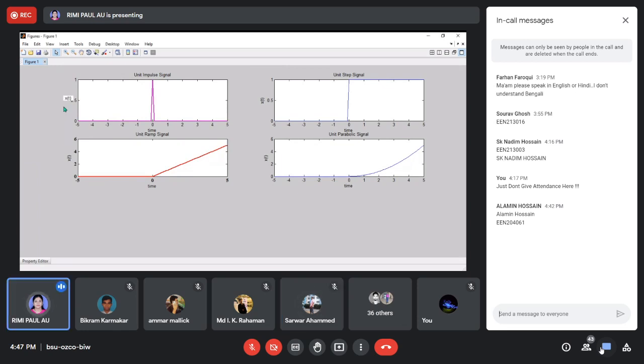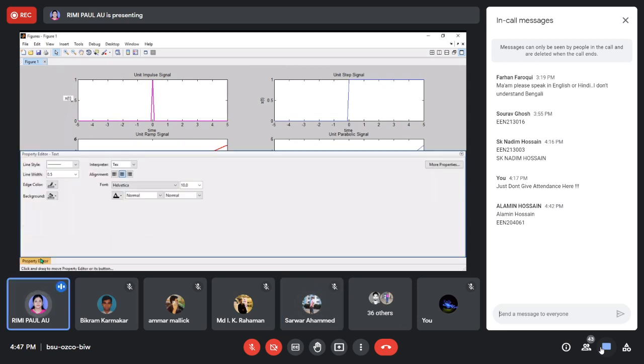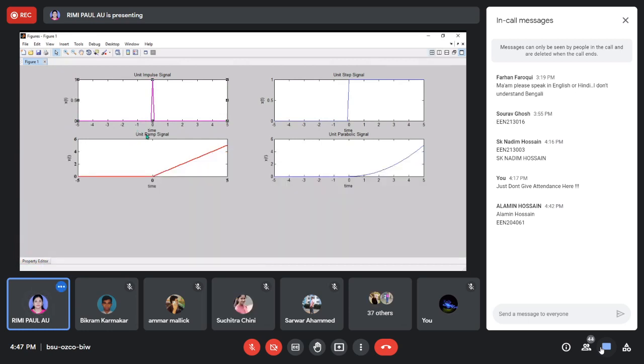So if you change here, if you go here to property editor, and if you click here, you can change your time, you can change here.